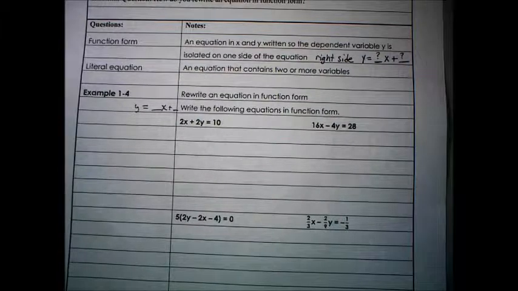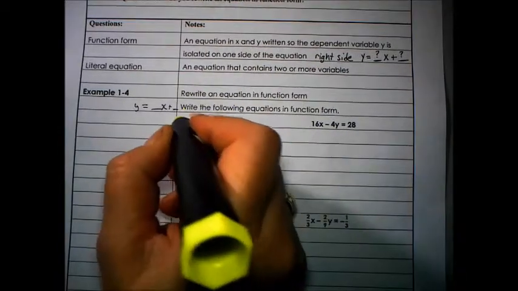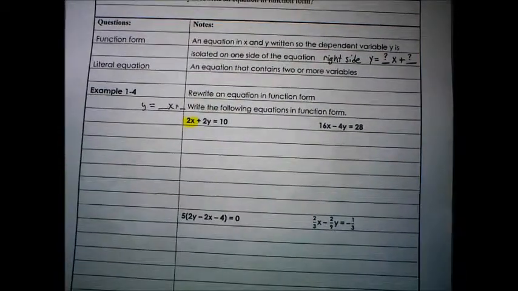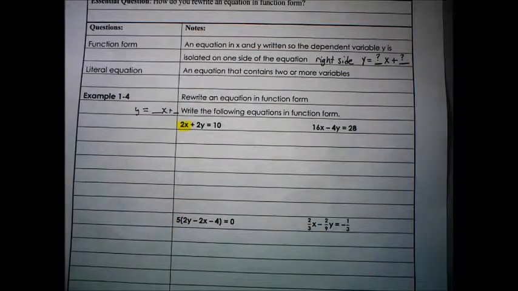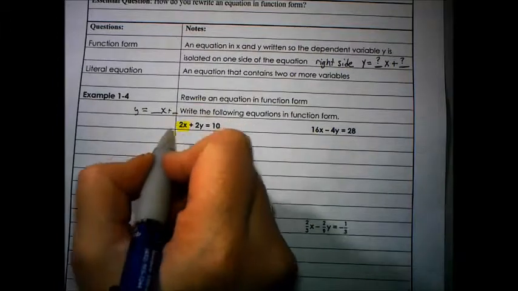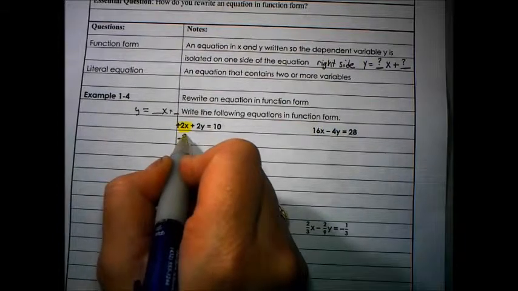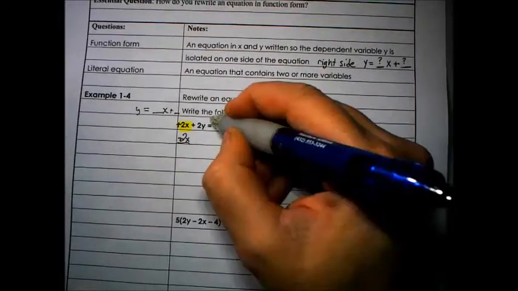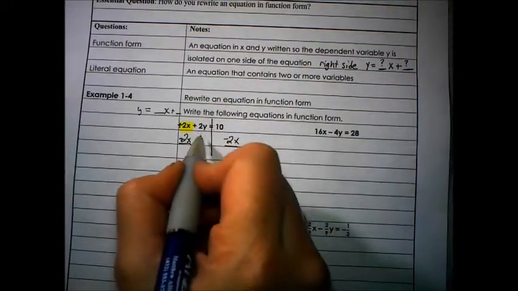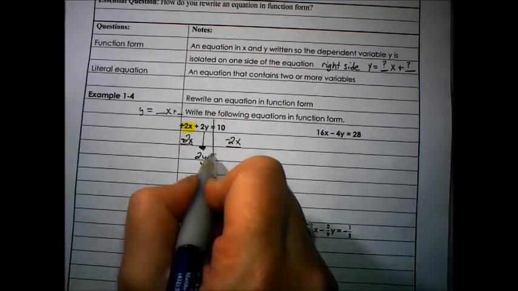If I look at my first problem, I'm going to first look at what is actually the variable. On the first example, I have 2x on the left side. I need to move it to the right side, and I want to do the inverse operation. The 2x is a positive 2x, so to move it to the other side, I'm going to subtract 2x. I'm going to bring the 2y down so that I still have it on the left side.